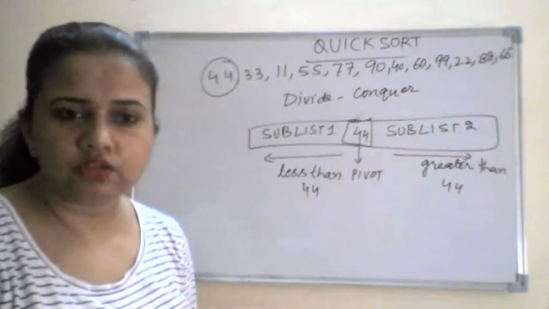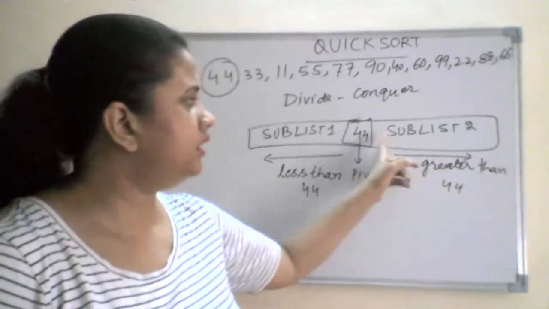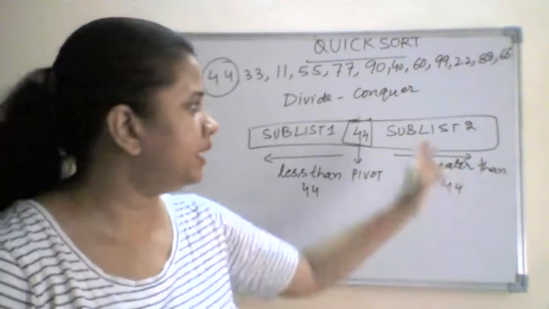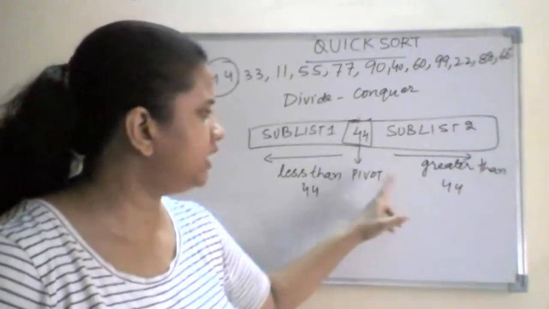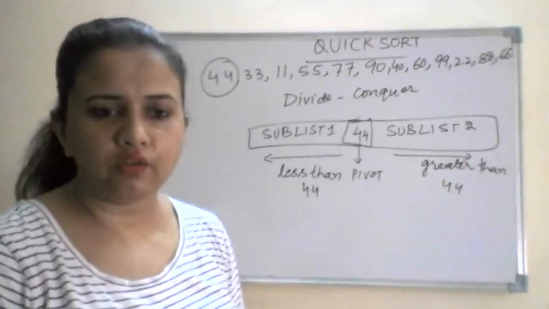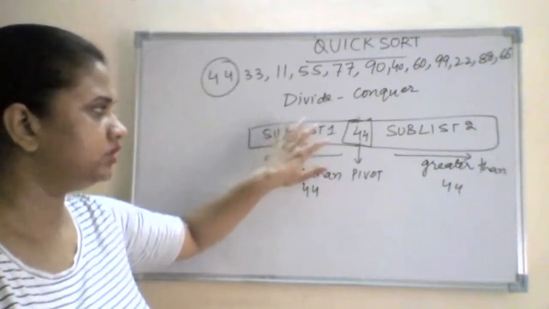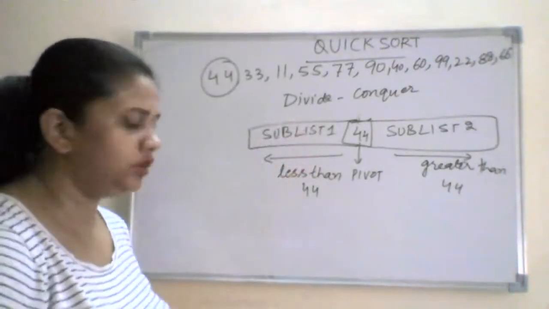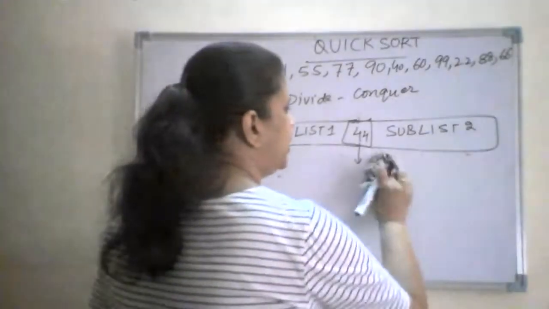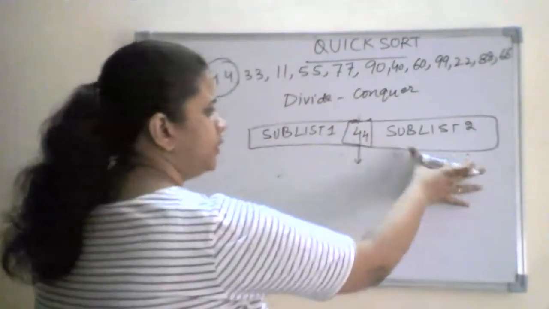Similarly, in sublist 2, all the elements will be greater than 44, but there is no guarantee that they will be in sorted manner. Among themselves, they will not be sorted, but this is for sure: after those operations, they will all be greater than 44. The only thing you are not sure about is whether they are sorted among themselves or not. So after the first step, your list will be divided into sublist 1 and sublist 2.